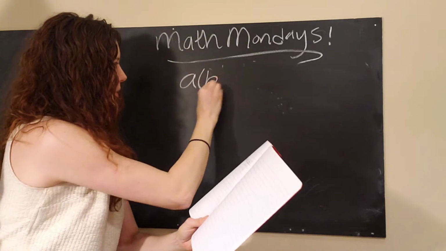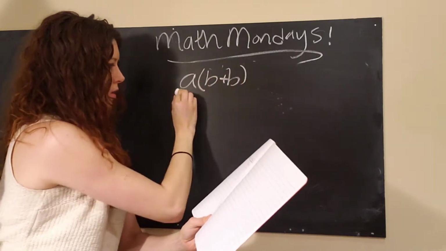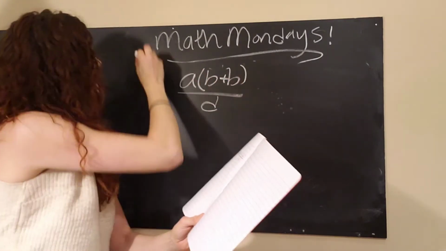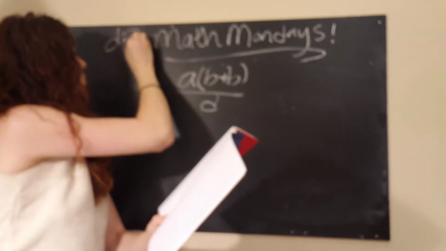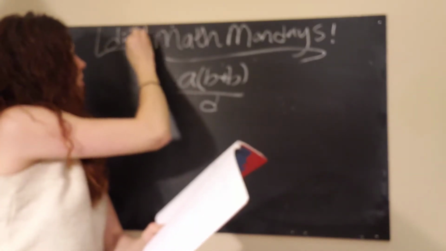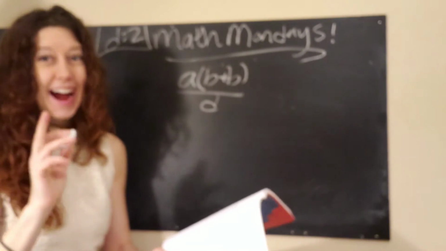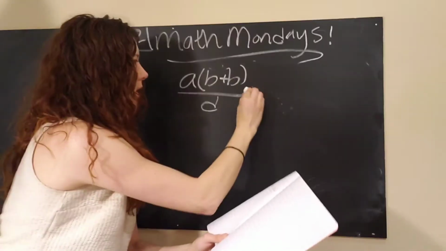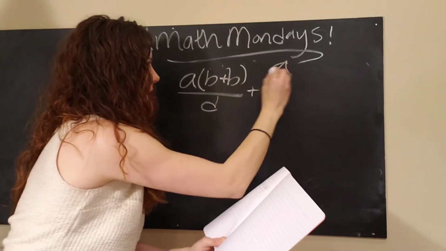A times B plus B divided by D. And remember, I'm going to write D equals 2 up here, so we don't forget. Plus A over D.